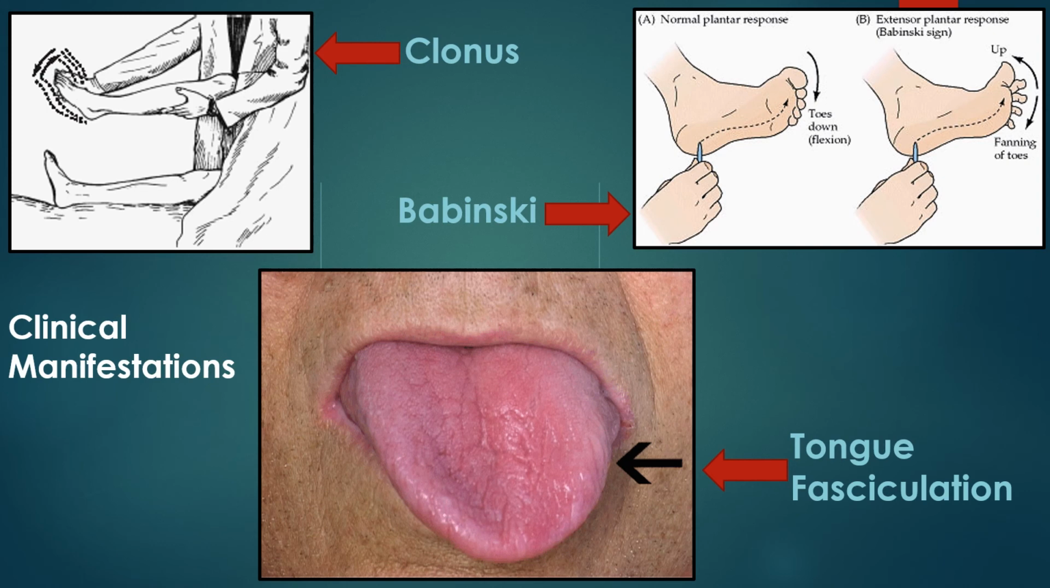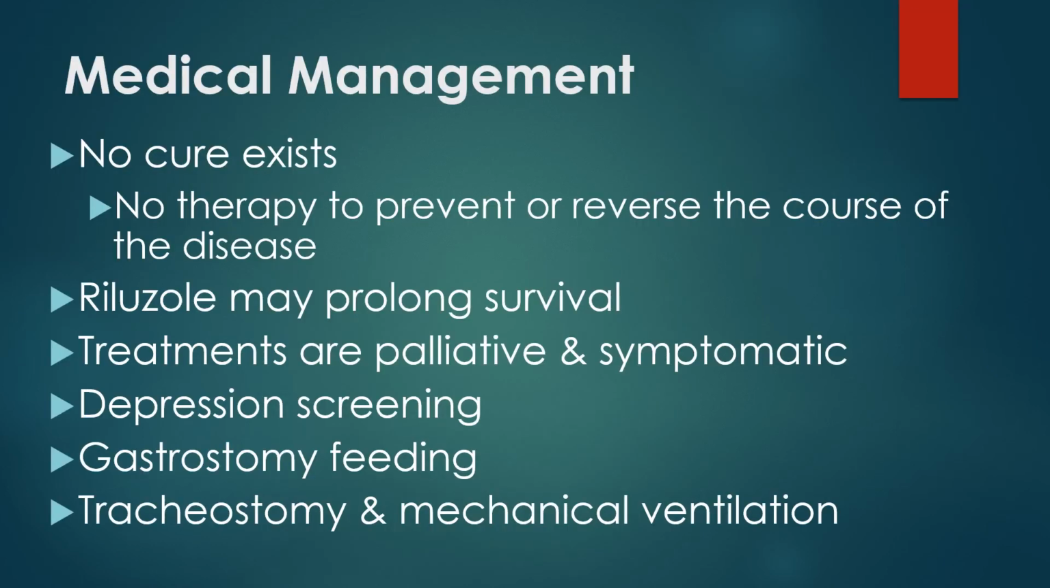As the disease process progresses, the ability to swallow, speak, and breathe becomes impaired. They are at risk for aspiration. Medical management. So no cure exists. Riluzole is believed to be a drug that blocks the release of glutamate from nerve cells. It is believed that excess levels of the neurotransmitter glutamate damage nerve cells.